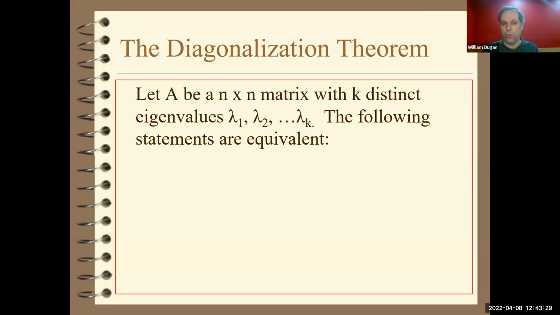Just want to review first the diagonalization theorem so you understand where we're going. So if you give me an n by n matrix with k distinct eigenvalues, the following statements are all equivalent. So then the matrix is diagonalizable. That means there's a matrix Q, which is a matrix whose columns are eigenvectors, and a matrix D, which is a diagonal matrix whose entries on the main diagonal are eigenvalues. So that the inverse of the matrix of eigenvectors times A times Q is equal to the diagonal matrix.